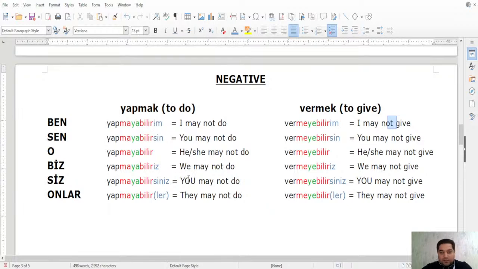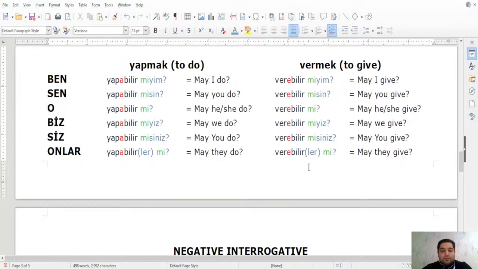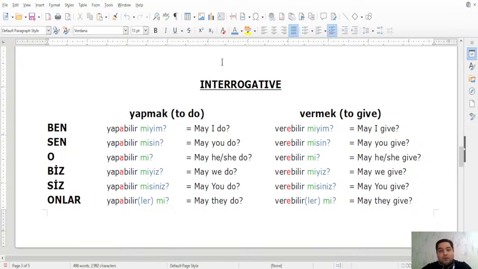The negative is different. What about interrogative? Interrogative is again same, because affirmative and interrogative are same for both of them. For can I do or may I do it doesn't matter. They are not different. Yapabilir miyim means both. May I do or can I do? So ability and possibility are expressed in the same way in the interrogative form. Okay, yapabilir miyim means can I do or may I do. Yapabilir misin, yapabilir mi, yapabilir miyiz, yapabilir misiniz, and yapabilirler mi, may they do, can they do.